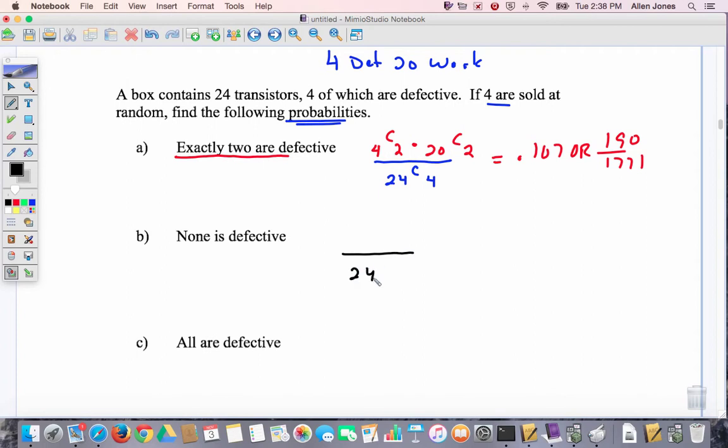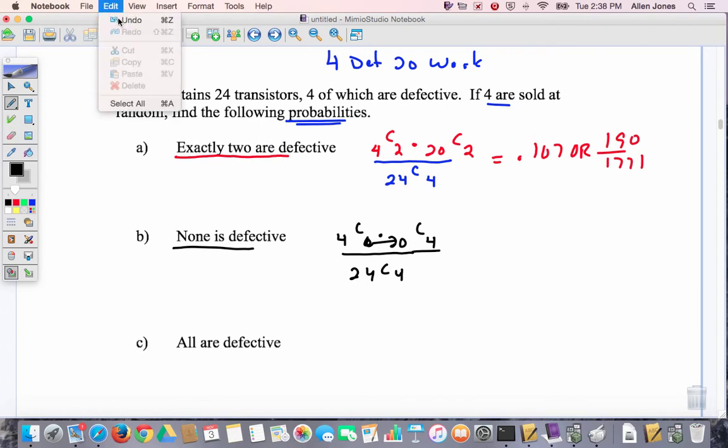Let's continue on then with our next one. None are defective. Starting with our denominator, still 24C4, total number of ways we can sell 4 transistors. I'll set up my 2 categories here, 4 that are defective, 20 that are not. This time I want to sell none being defective, so 4C0, which means of the 20 that are not defective, we want to sell 4. Again, pointing out 4 plus 20 equals 24, and 0 plus 4 equals 4. So our numerator and denominator match up.